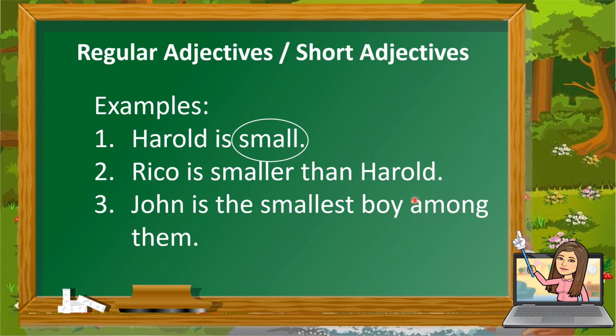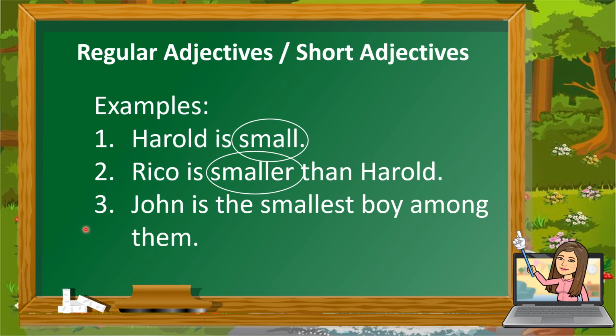Okay, next, number 2. Rico is smaller than Harold. So now in here, children, we are comparing two persons, Rico and Harold. So as the rule says, if we are comparing two persons, we are under comparative degree. We are going to add er at the end of the positive form adjective, which is small, so we're going to add er, so it will become smaller. And then there is the clue word than.